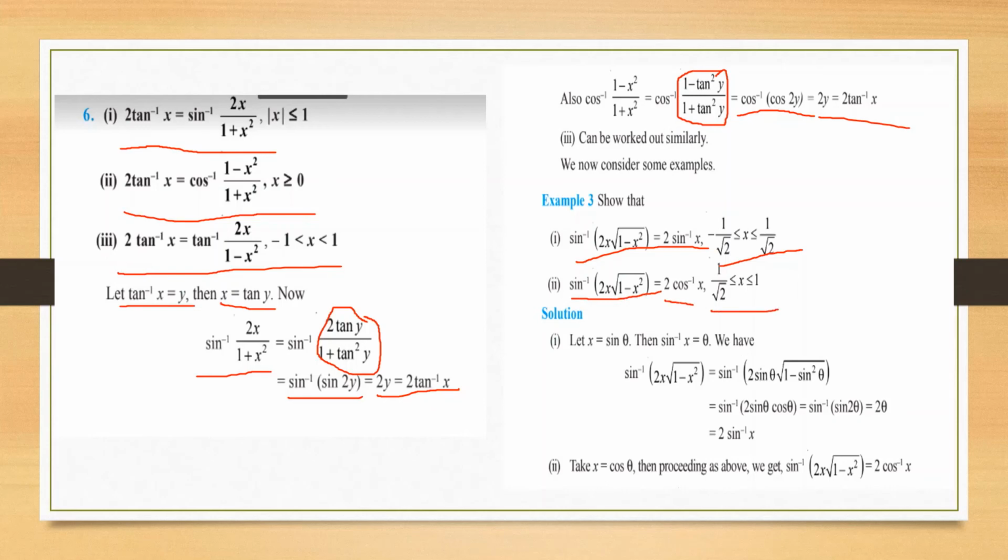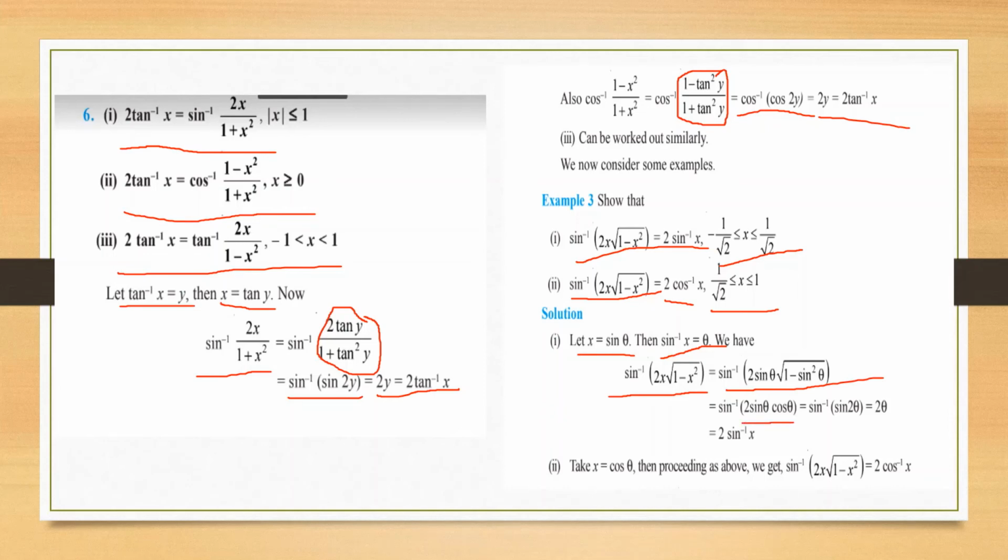For the first one, put x equal to sine theta. As you know, here sine inverse x equals theta, so x will be sine theta. Now consider the left hand side, sine inverse (2x root 1 minus x square). It becomes sine inverse of 2 sine theta, and root 1 minus sine square gives you cos theta. Now 2 sine theta cos theta is the formula for sine 2 theta, and we get 2 theta, which is your 2 sine inverse x.